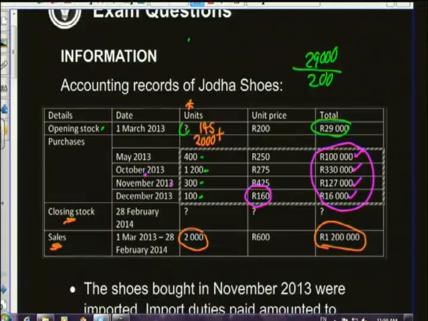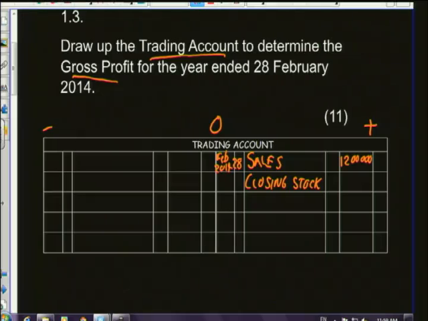Just remember guys, if the sales amount is not given, let's go back to the table. How do you calculate your total sales? You're going to take the number of units sold, which is 2,000, and multiply this by the selling price, which is 600 Rand, and that's going to give you your total sales. Right, so the total sales has been transferred to the trading account.